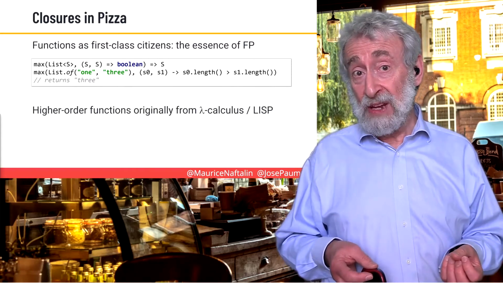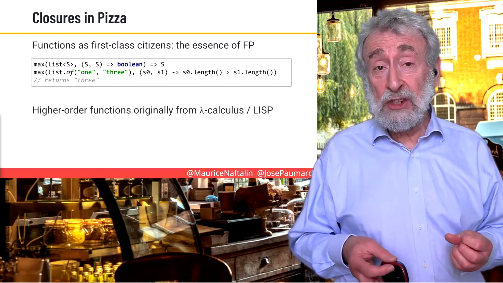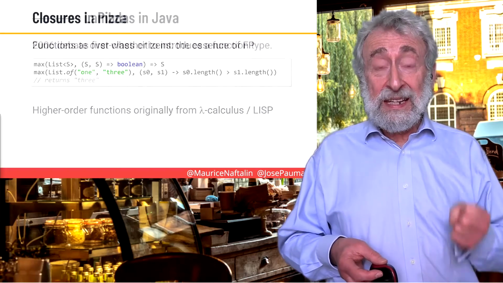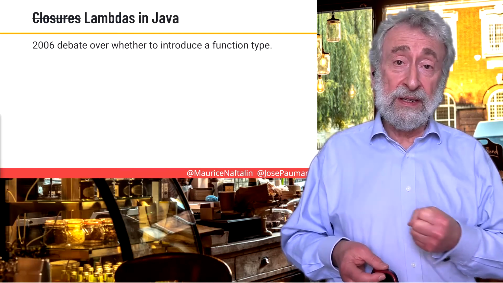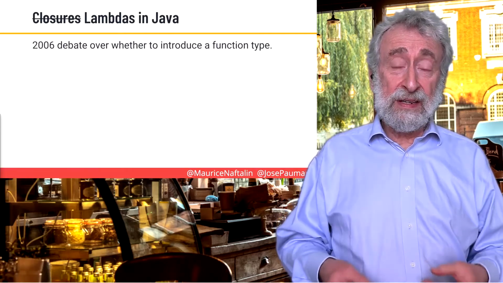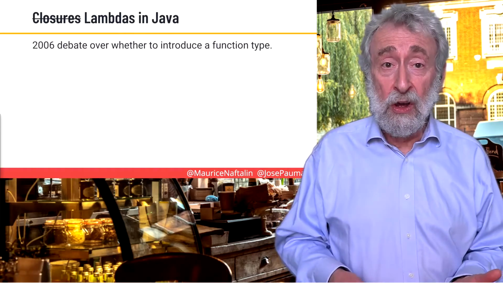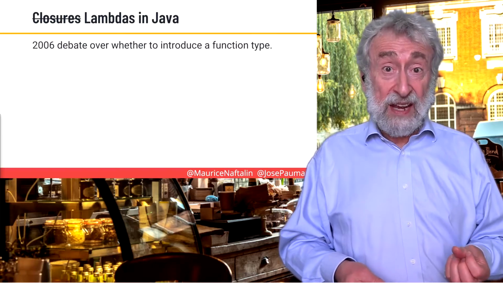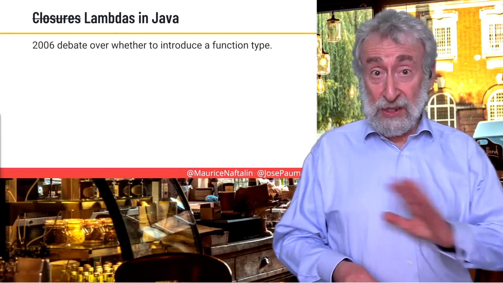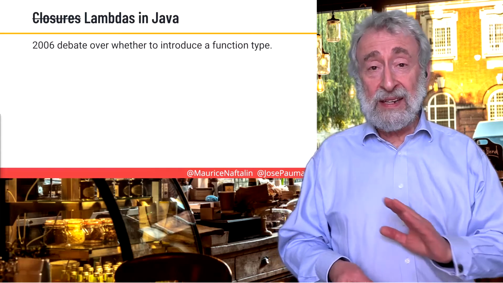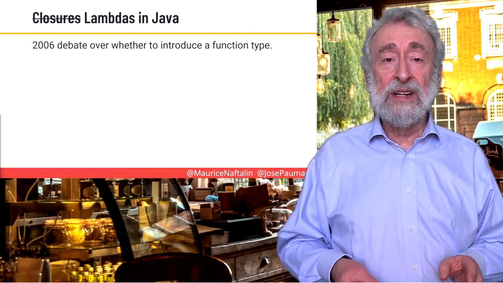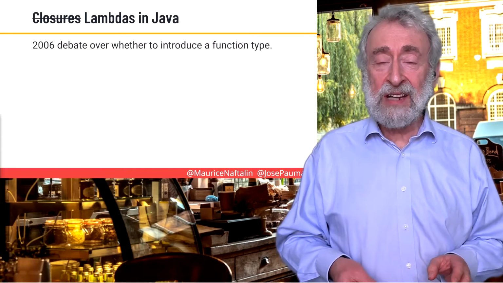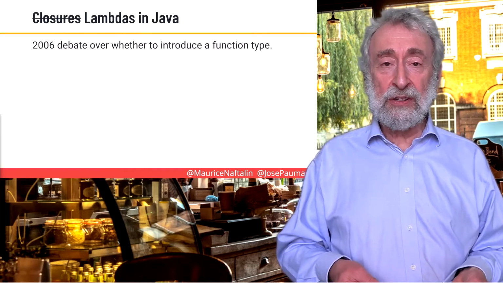When they introduced lambdas into Java in 2006, the debate over whether to follow Pizza, this kind of cosmetic model, or to introduce a separate function type, was a very intense debate. And that was something among the many things that held up the introduction of lambdas into Java for a long time. That was a major cause.